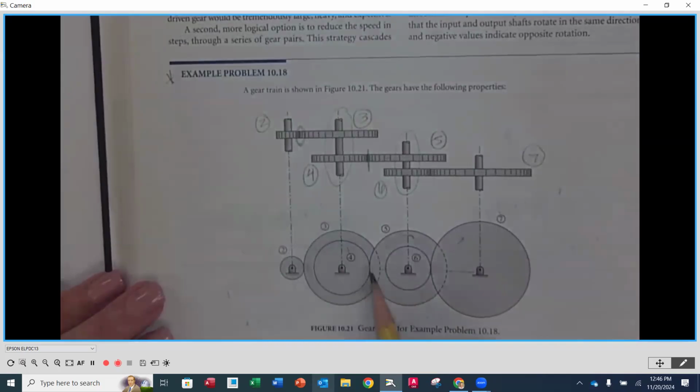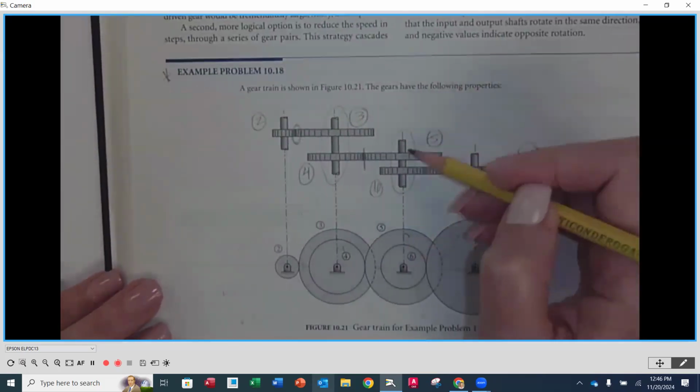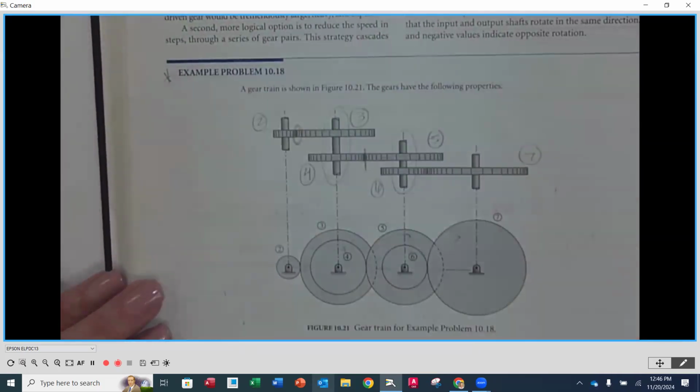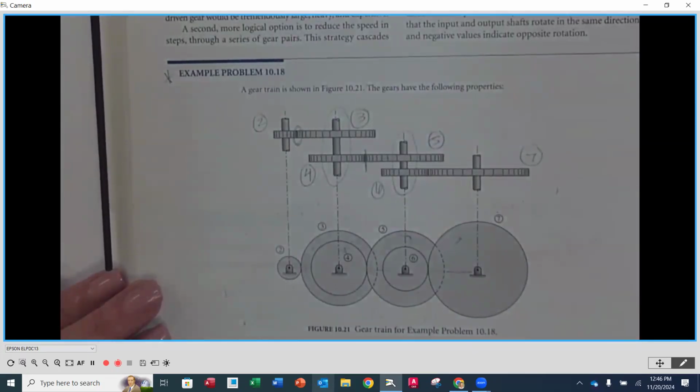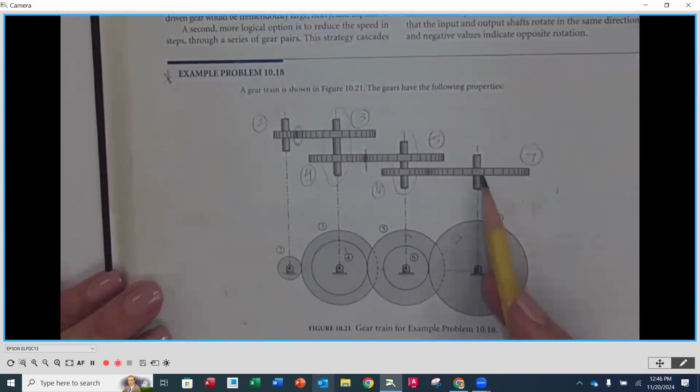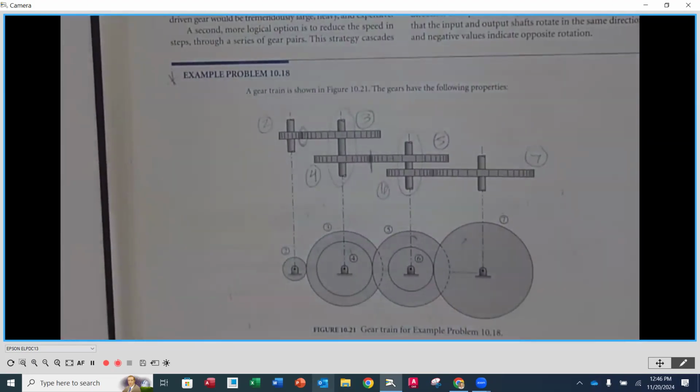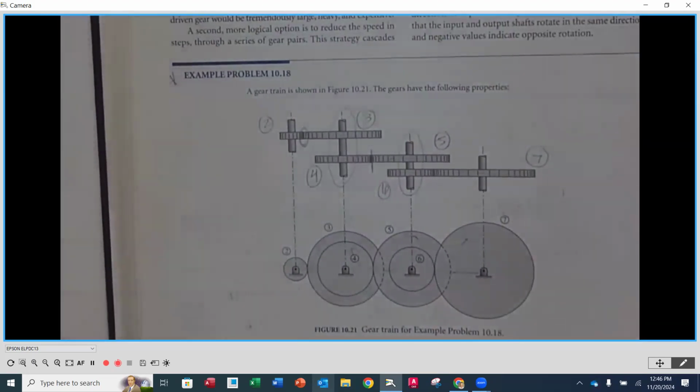Now, with 4 engaged with 5 and 6 being on the same shaft as 5, 5 and 6 are going to have the same rotational speed and direction. Okay, I should add that too. And then lastly, 6 and 7 are going to be in engagement. And although there's no other gear on the same shaft as 7, 7 is going to go at the RPM that it's going to be. Now let's look at direction.